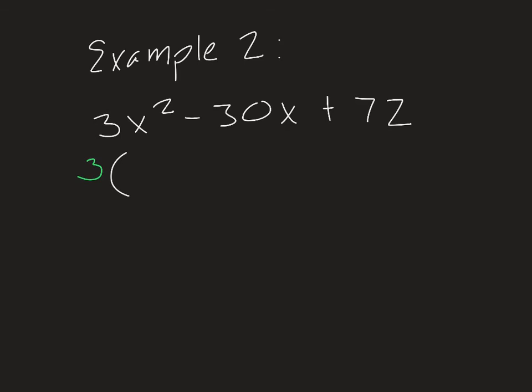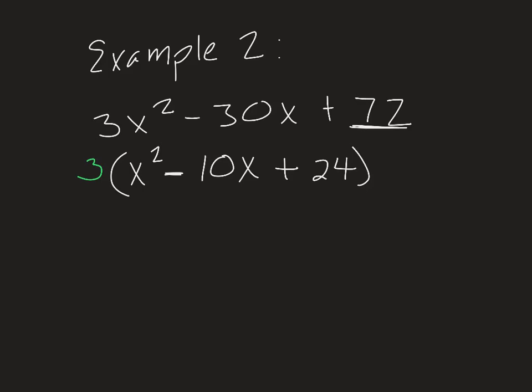So I had a 3x squared. I factored out a 3. So that means all I have left now is an x squared. I did have a negative 30. Negative 30 divided by 3 is going to give me 10. And because of that negative, don't forget that that needs to be a minus 10. I didn't factor out any x's, so I still have an x there. And then 72 divided by 3 is 24.